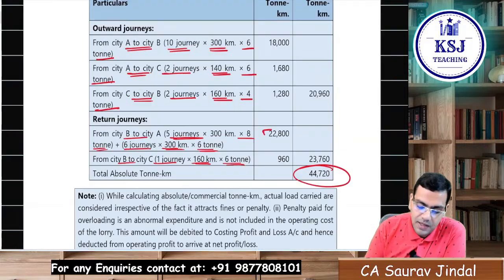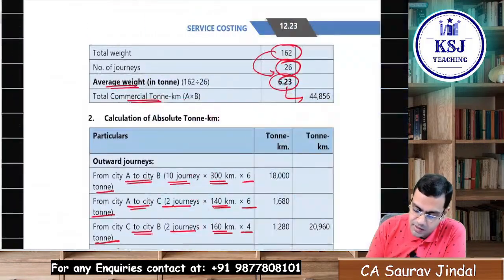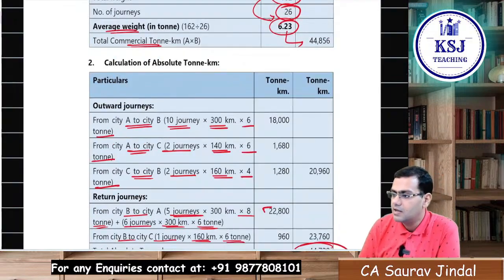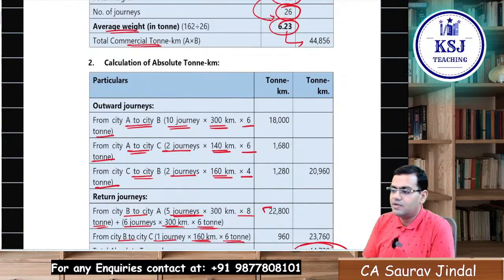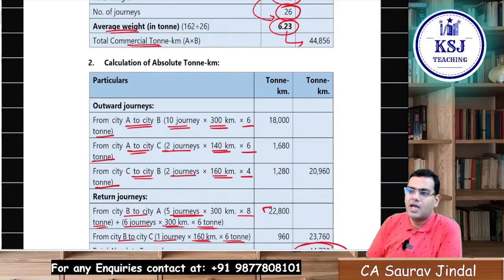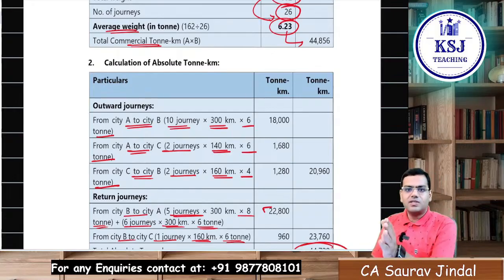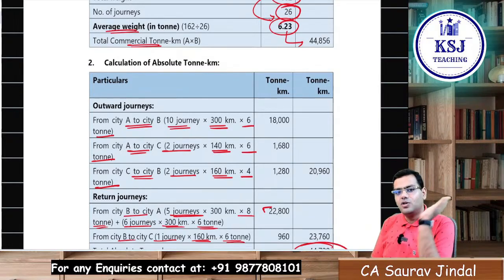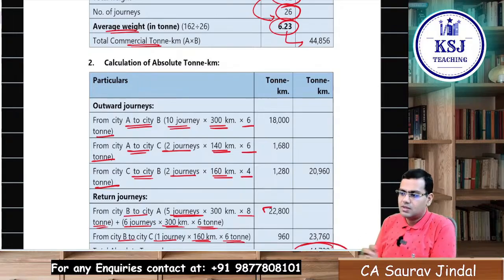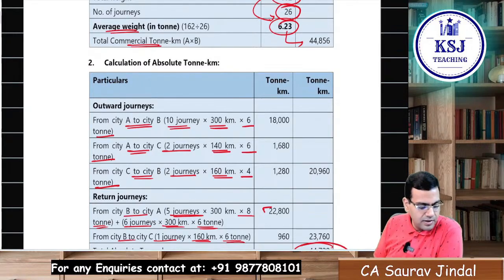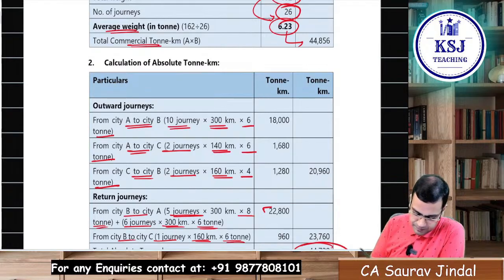This one is simple. Absolute ton kilometer is comparatively a simpler one, right? Because in the commercial one we have to do all the calculations, all the averages and all that. Absolute is simple: what is the distance traveled, how much weight you have carried, and how many journeys? Simple, straightforward. Is it clear? Absolute ton kilometer clear?